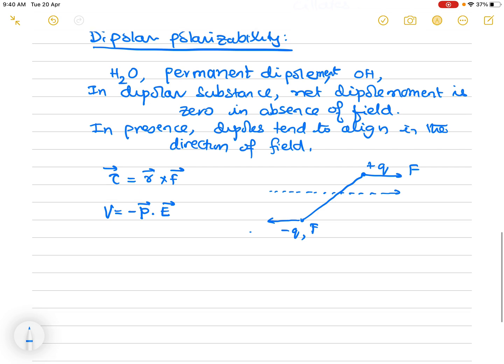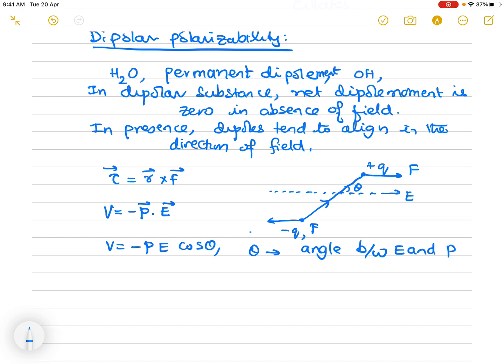So V is the potential energy stored in the dipole due to the presence of the electric field, where theta is the angle between the electric field and the dipole moment. The dipole moment actually points from negative to positive. So V is equal to minus PE cos theta, where theta is the angle between E and P, where E is the electric field and P is the dipole moment.